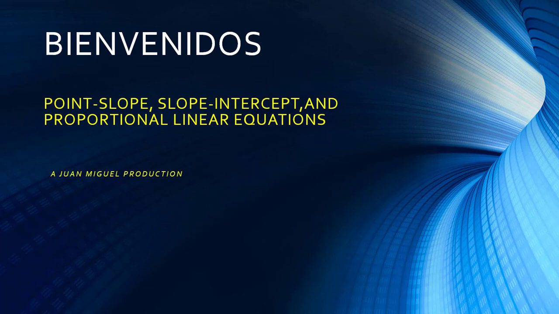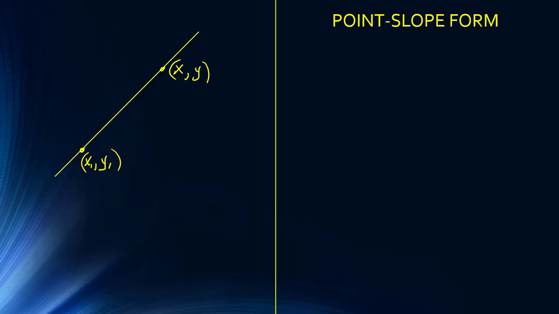on derivations of different forms of a linear function. In particular, we'll be looking at the point-slope form, the slope-intercept form, and a form for proportional linear relationships. We'll start with the point-slope form, as that is where everything else is derived from. We have 2 points on a straight line, x1, y1, and x and y.